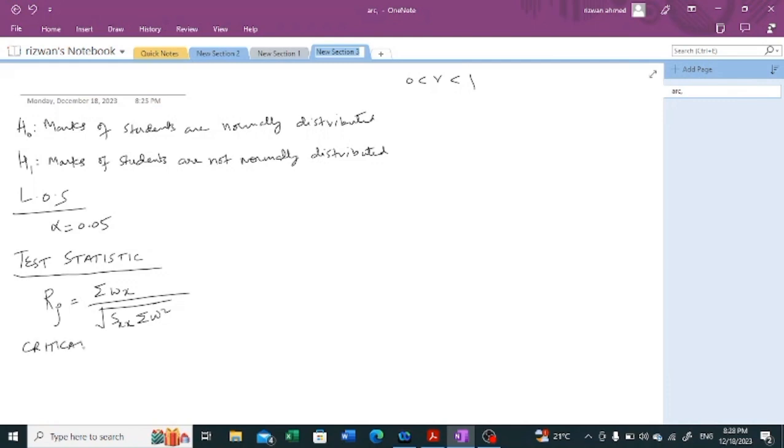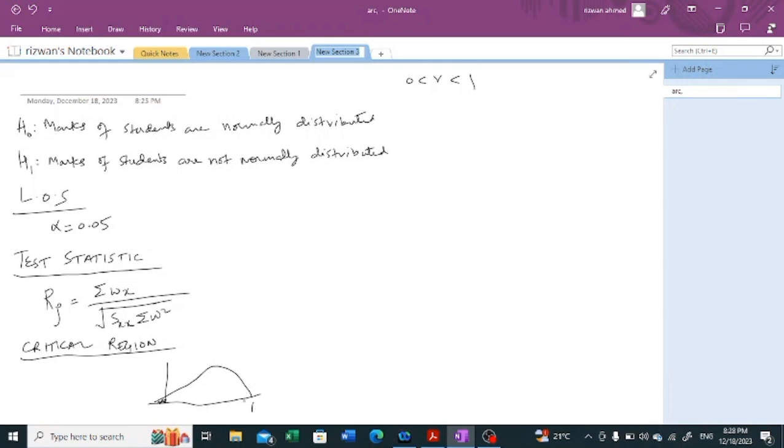Now to obtain the critical region, let's assume that the number of observations I'm going to give you in the data are 12. This is how we draw the sketch of the curve.